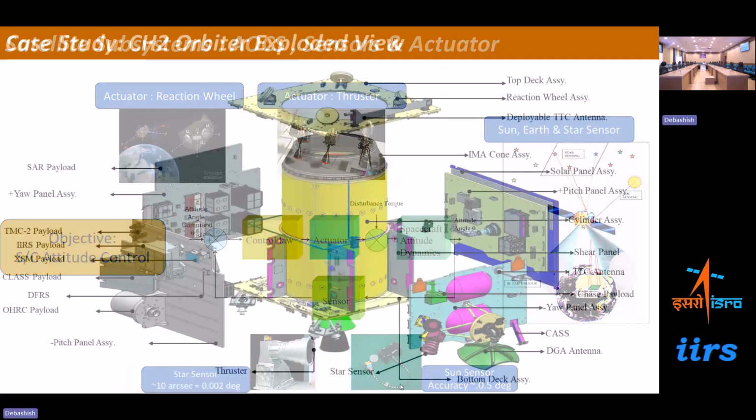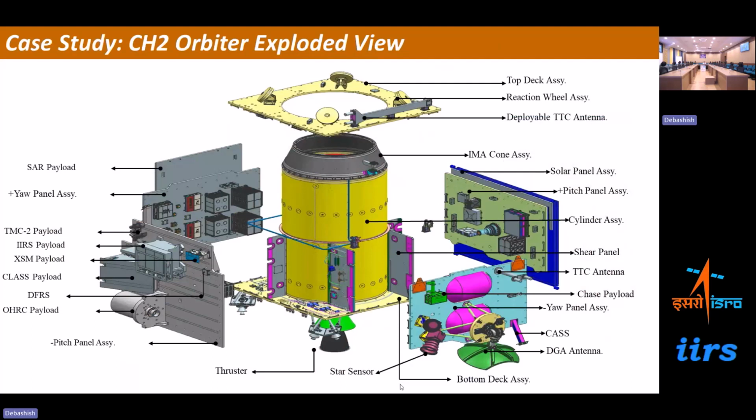Here I just wanted to show a case study of the Chandrayaan 2 orbiter and how its elements are mounted. If you see the left-hand side, we have the payloads like the SAR payload, which is synthetic aperture radar, the acronym for SAR. Then we have the TMC payload, TMC2, IIRS, XSM payload, and CLASS payload. One panel is completely equipped with payloads which have to see the Moon and do the imaging or mapping of the Moon. Similarly, in the top deck, you see the reaction wheels.